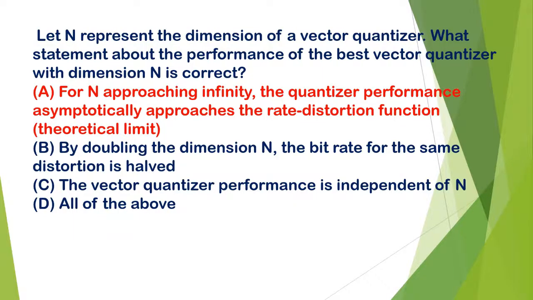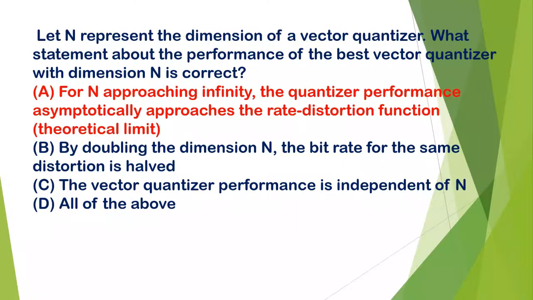Let n represent the dimension of a vector quantizer. What statement about the performance of the best vector quantizer with dimension n is correct? A. For n approaching infinity, the quantizer performance asymptotically approaches the rate distortion function theoretical limit. B. By doubling the dimension n, the bit rate for the same distortion is halved. C. The vector quantizer performance is independent of n.